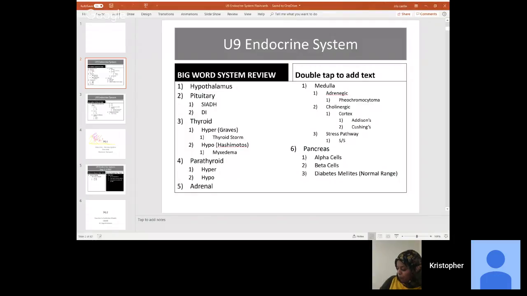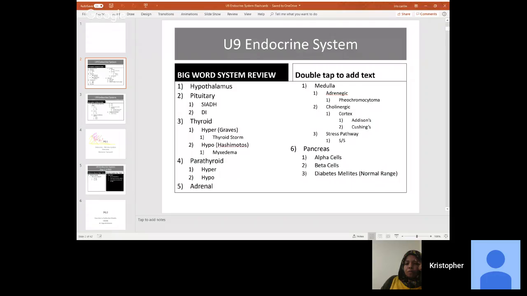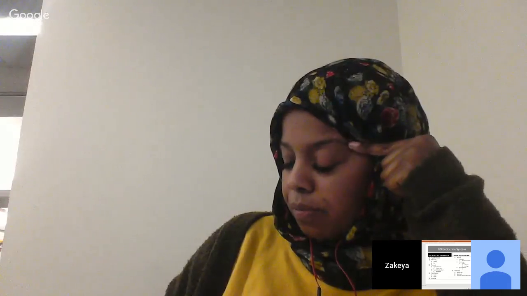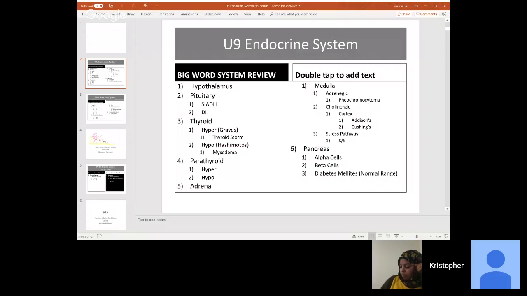Okay, this one's a little bit weird. So adrenal glands. Okay, number 5, adrenal glands. There are 2 sides to this one. What are the 2 sides? Can anybody tell me the 2 sides to the adrenal system? Medulla and cortex. The medulla and the cortex. Yeah, the 2 sides, right?